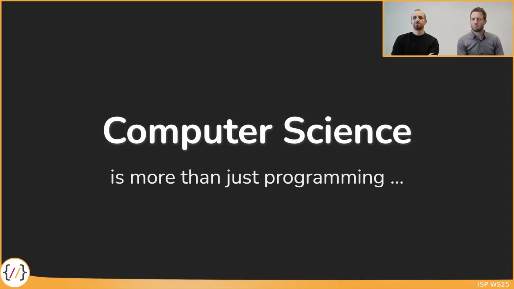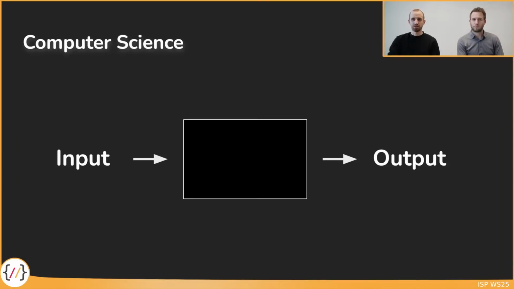Okay, let's go one step back. Computer science in general. We showed you now a hello world, and we showed you the environment where you can work. But what is computer science in general? This is a very, very easy example. In computer science, you have some input, then you have your program, and you have some output.